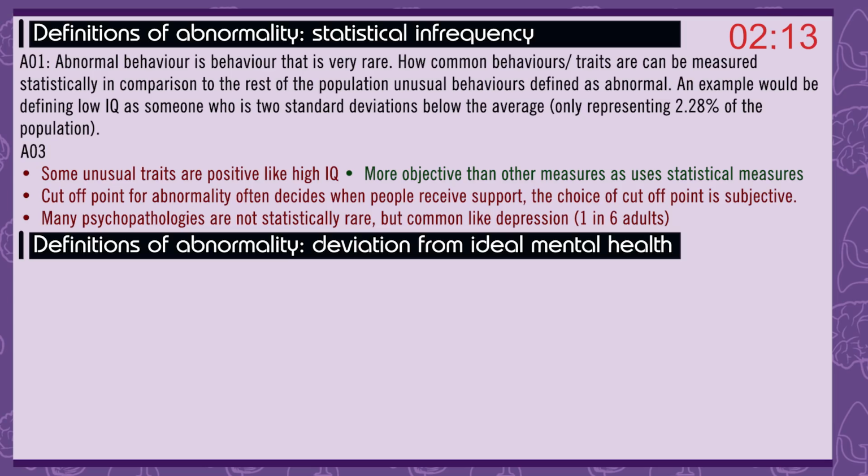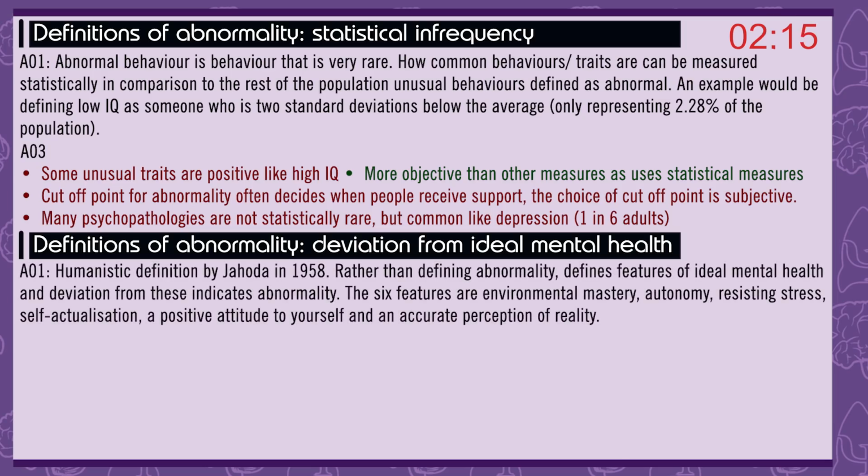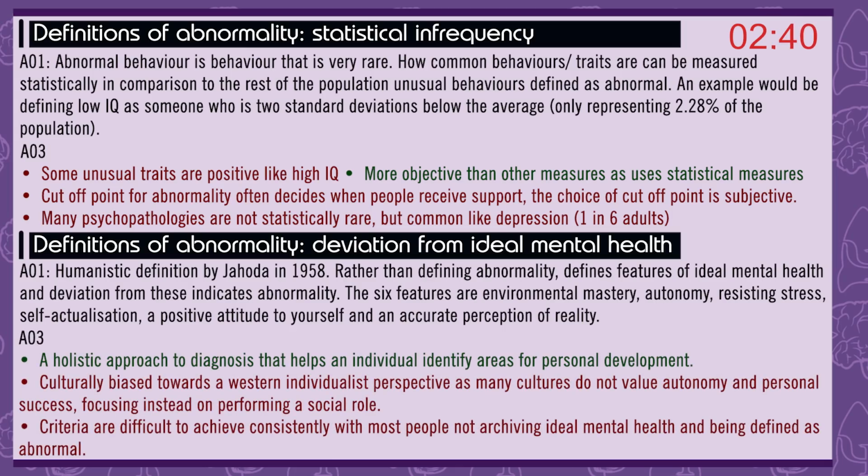Deviation from ideal mental health. A humanistic definition by Jahoda in 1958. Rather than defining abnormality, it defines features of mental health, and deviation from these indicates abnormality. The 6 features are environmental mastery, autonomy, resisting stress, self-actualization, a positive attitude to yourself, and an accurate perception of reality. It's a holistic approach to diagnosis that helps an individual identify areas of personal development.